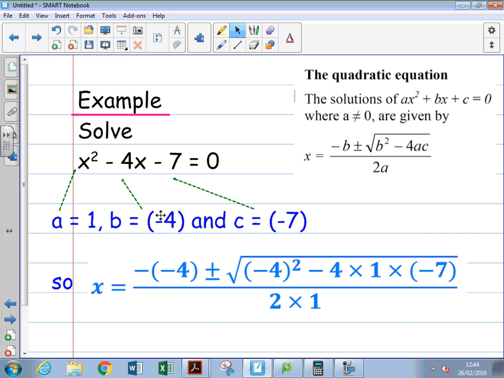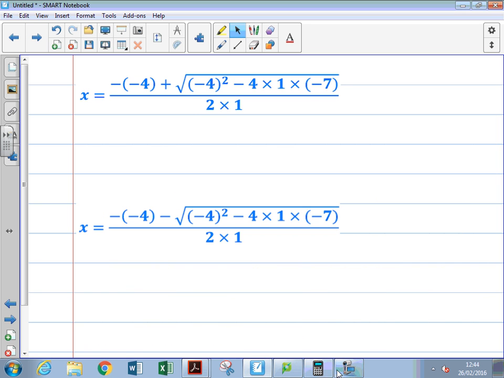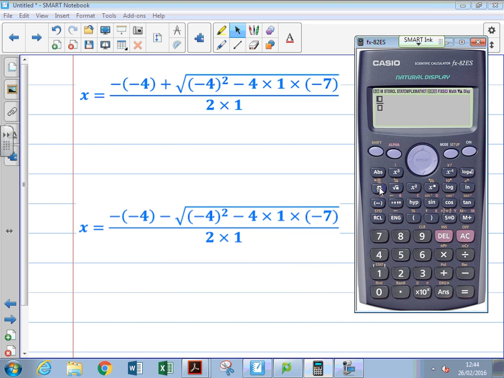The plus and minus means that we're going to need to do the calculation twice. We'll use our calculator to enter the equation, but we'll need to do one giving it a plus, and one giving us a minus. So we're going to take our equation and grab our calculator.